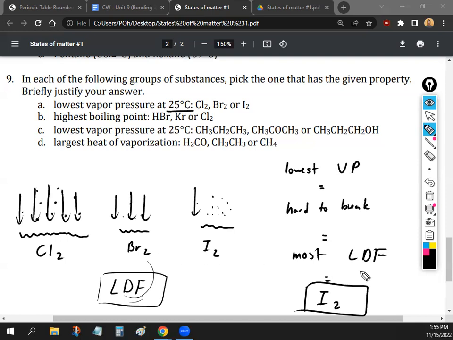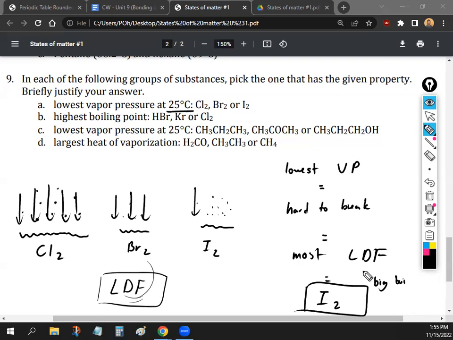Bigger. Yes, it's bigger. It's a big one. All right, makes sense. Part A, that's probably one of the harder ones just because of vapor pressure.